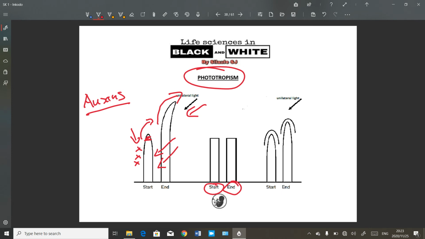But if we now do another experiment and then we put a cap, this cap will prevent any light from reaching the apical part. So which means light now has no effect on the distribution of auxins, given that auxins are sensitive to light. So that means auxins will be distributed evenly within the plant shoot. So which means there will be equal growth on the left as compared to the right, and therefore by the end of the experiment the entire plant shoot grows up straight.